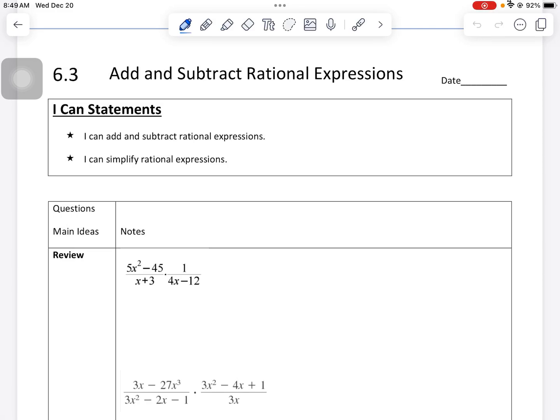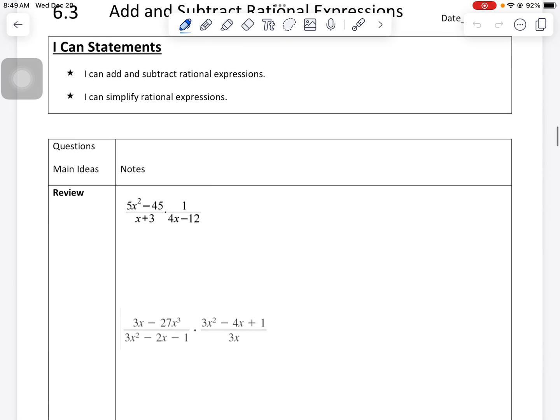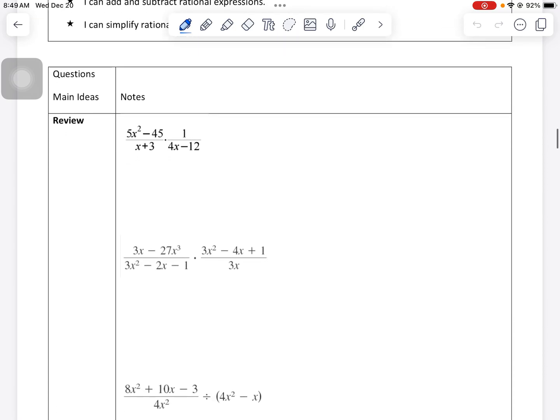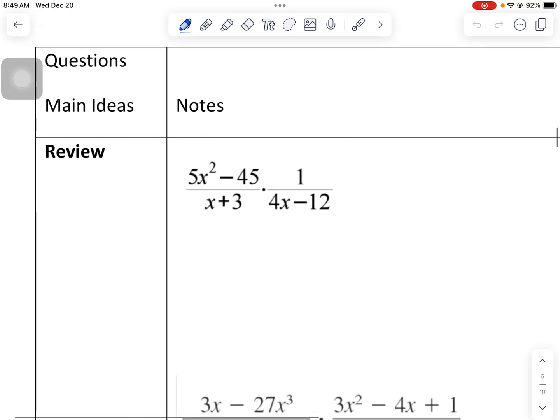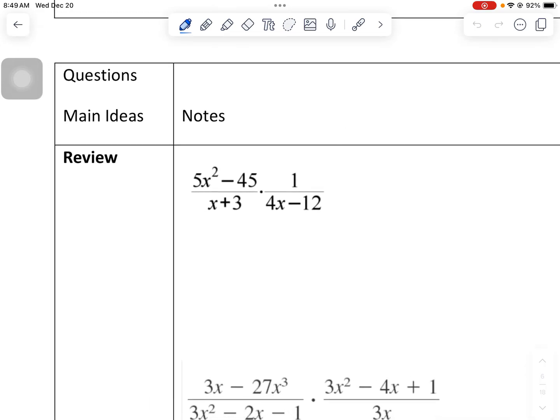Hello, today we're going to be doing 6.3, add and subtract rational expressions. So I'm going to do a quick review of the multiplication part, and then I'm going to jump into the lesson. So this first example, remember whenever we're multiplying, we're just multiplying top times top, bottom times bottom, and we want to look for factors that we have in common.